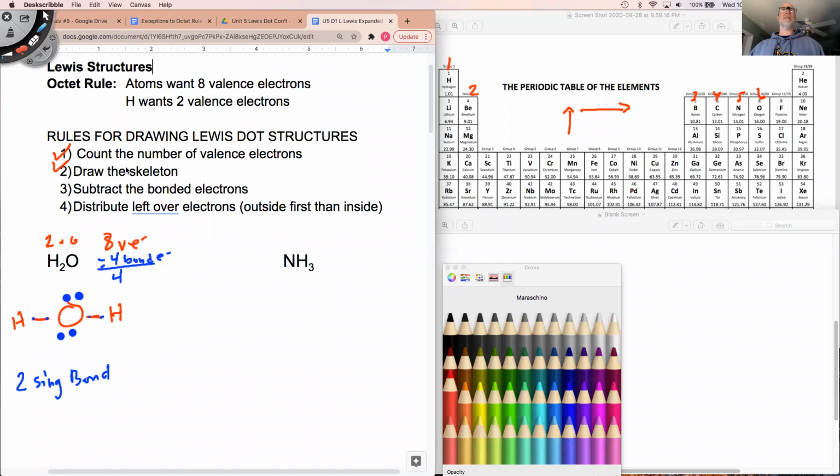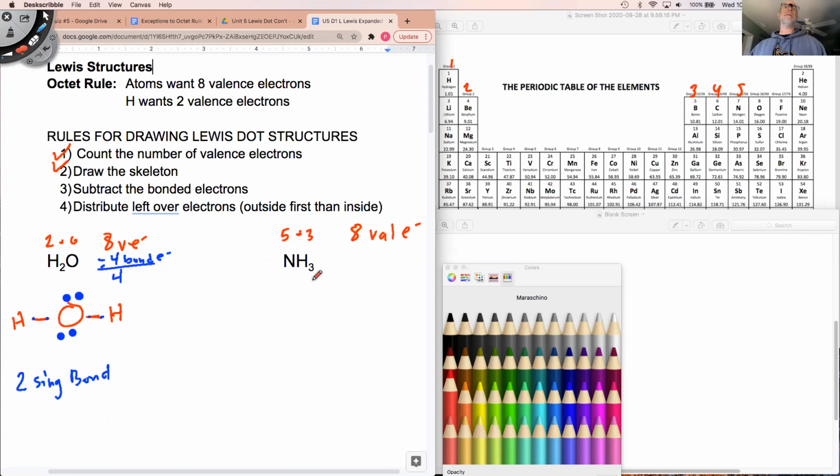All right, so the next thing we're going to be talking about is ammonia. Ammonia is NH3. All right, so let's take a look at NH3. Now, if you'd like to, why don't you go through and practice this on your own? Number 1, count the total number of valence electrons. Nitrogen has 1, 2, 3, 4, 5. Nitrogen has 5 valence electrons. Hydrogen has 1 valence electron, but there's 3 of them. So how many valence electrons total do we have? 8 valence electrons. Now let's draw the skeleton.